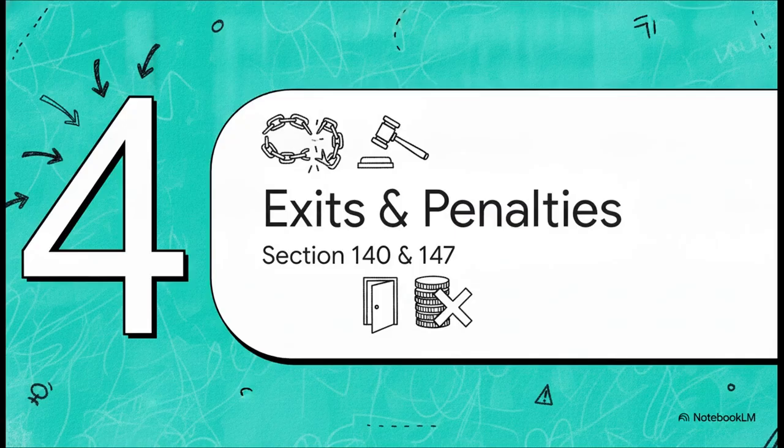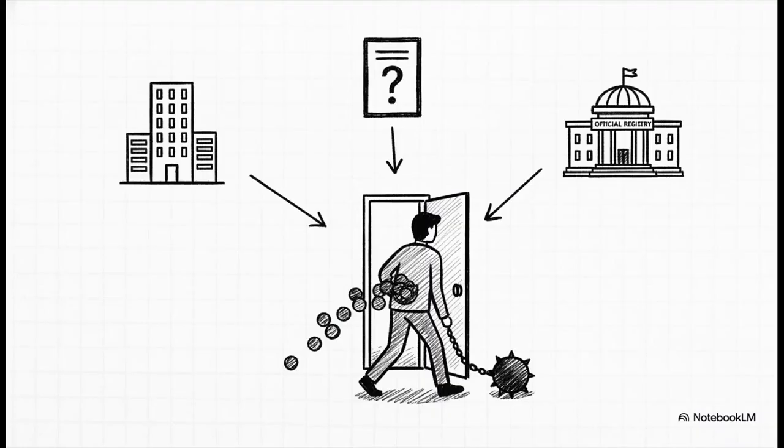Now for Section 4, the messy part: resignations, removals, and penalties under Sections 140 and 147. This is the exit, and let me tell you, it gets incredibly ugly if you leave improperly. If you resign and just forget to file Form ADT-3 within 30 days, you are paying a penalty entirely out of pocket. We're talking 50,000 rupees, or your remuneration, whichever is lower, plus 500 rupees a day up to 2 lakhs. You have to file this form with the company, the ROC, and if it's a government company, the CAG as well. Never, ever just walk away without that ADT-3.